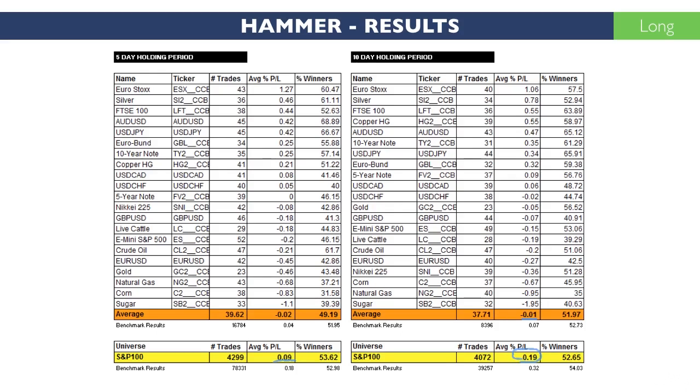Overall, these results are not good. The hammer pattern does not seem to show any profitable edge in the markets we tested, and we underperformed the benchmark result in every test. In other words, we would be better off buying the market randomly than waiting for a hammer. Let's move on now to the inverted hammer.